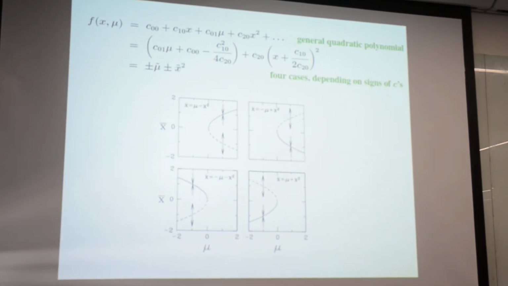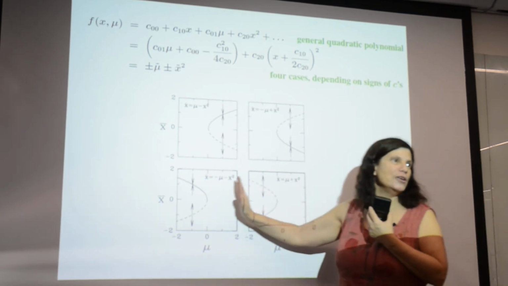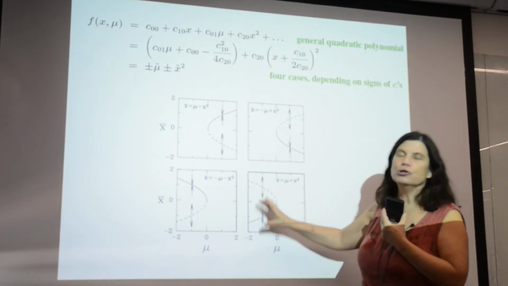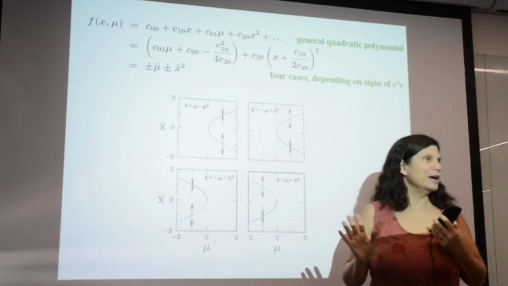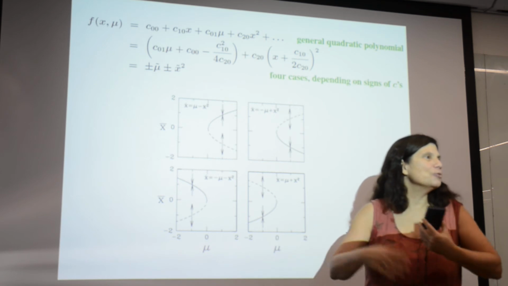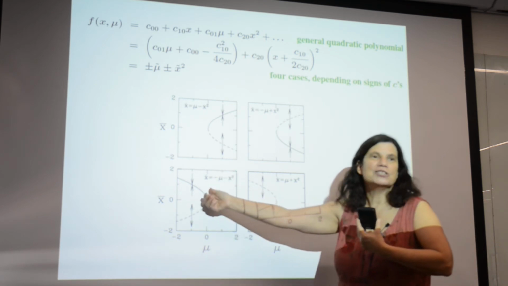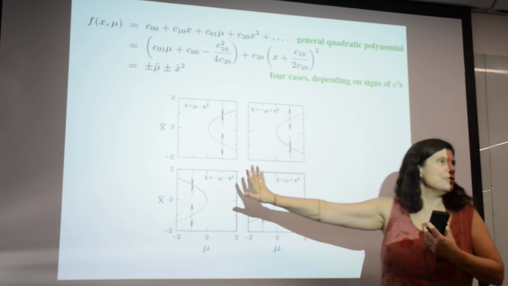But you see that they're all essentially the same. That is to say, for some mu values, you have no solution. And for other mu values, you have 2 solutions, one unstable, one stable. So there is only one saddle node bifurcation. You know, who cares whether you're calling it positive mu or negative mu? Who cares whether you're calling it plus x or minus x? There is one saddle node bifurcation, and here it is.